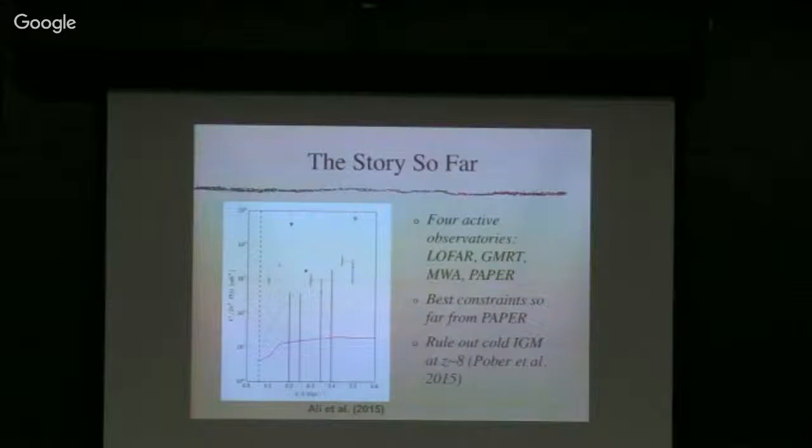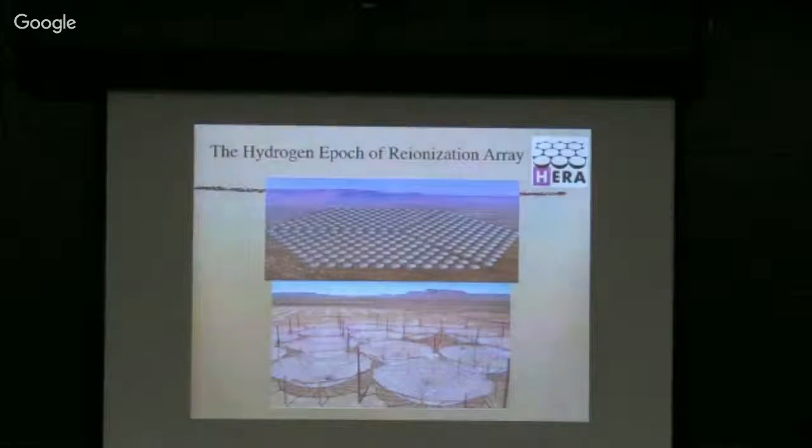The good news is that these constraints here are about what one would expect given the size of the telescope of PAPER. That's because the experimental teams have figured out how to separate these very bright foregrounds from the cosmological signal that they're looking for. So the trick now is to build a telescope that's sensitive enough to actually make measurements down here. And that is called the Hydrogen Epoch of Reionization Array, or HERA.